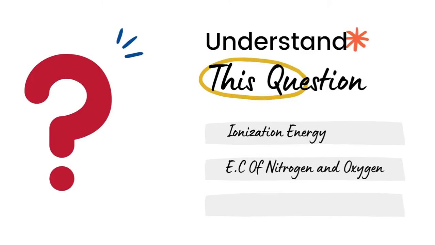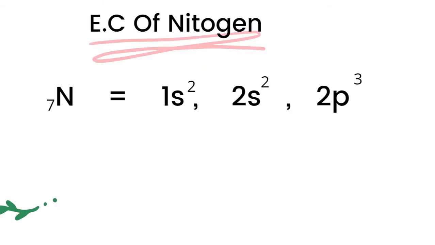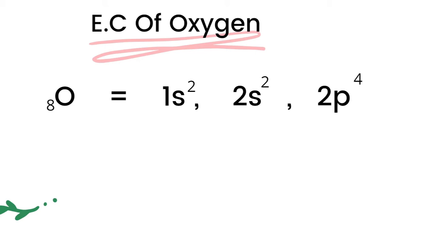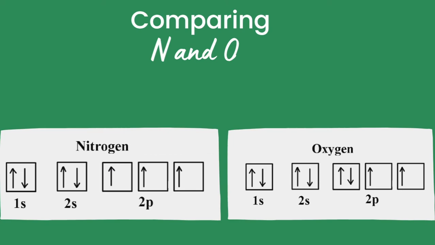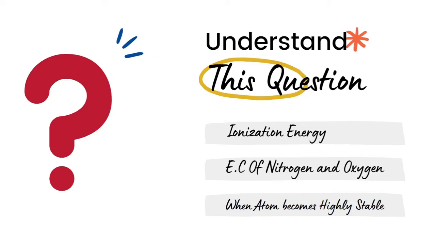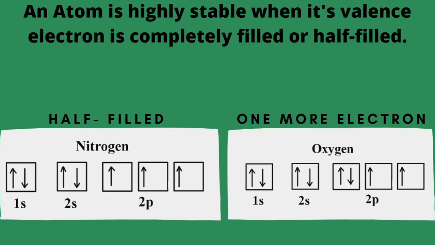Then we looked at the electronic configuration of nitrogen and oxygen. Nitrogen has a 1s2, 2s2, and 2p3 electronic configuration, whereas oxygen has 1s2, 2s2, and 2p4, one more than nitrogen. When we compare them, we can see that nitrogen is half filled, whereas oxygen has one more electron in its valence p orbital. Then we understood when an atom becomes highly stable: when its valence shell is completely filled or half filled.